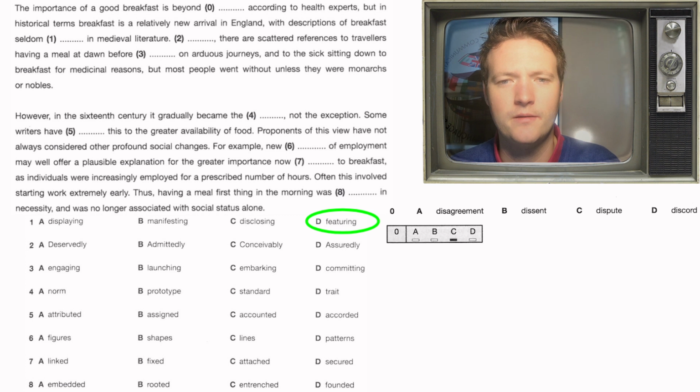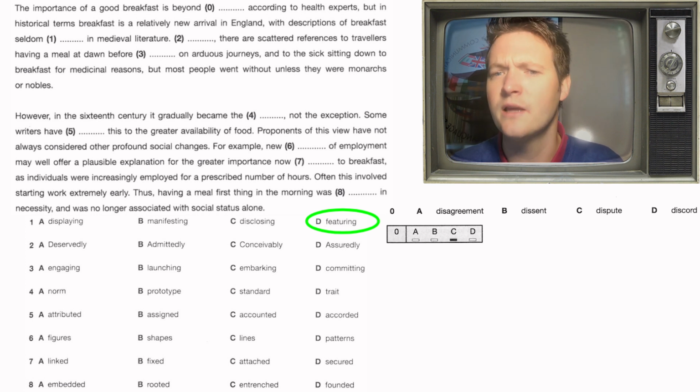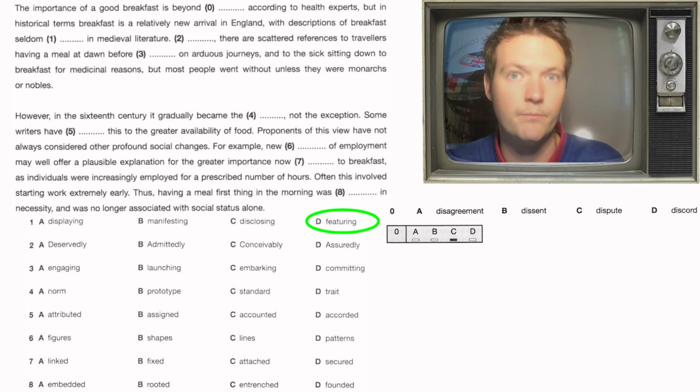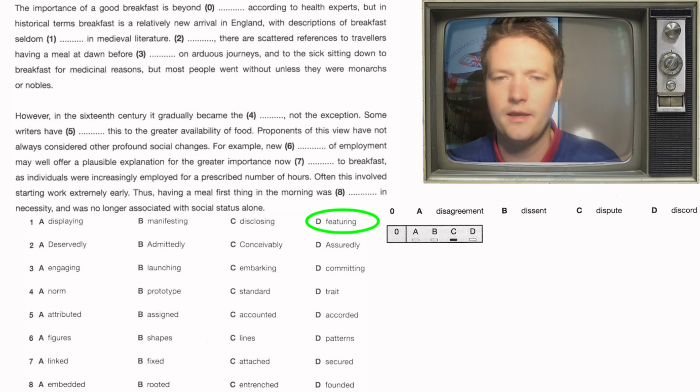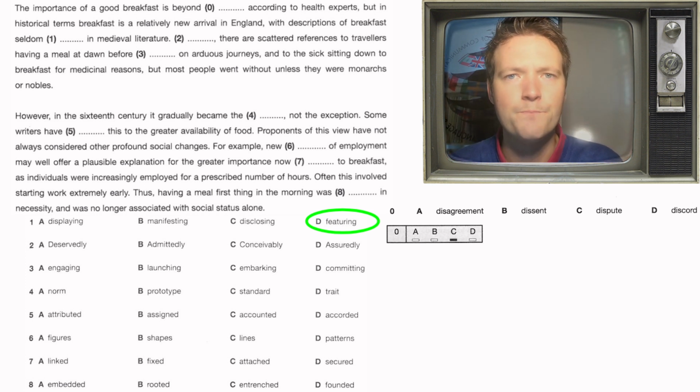Conceivably, there could be scattered references, we could say. But no, they're saying there are scattered references. They're admitting that there are. The writer is admitting there are some references to meals at dawn, to breakfasts. But they're scattered. There's not many of them. But yes, there are some. Assuredly. There definitely are. No, that's too much. Doesn't follow on from the previous sentence, does it? So, no, it has to be admittedly.